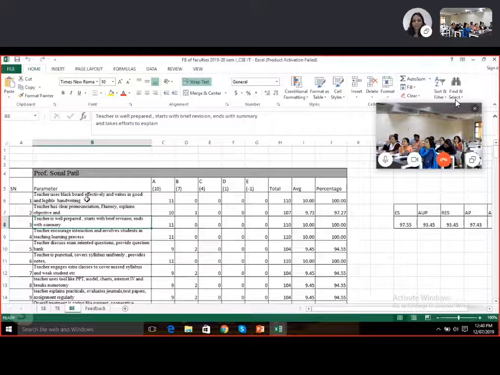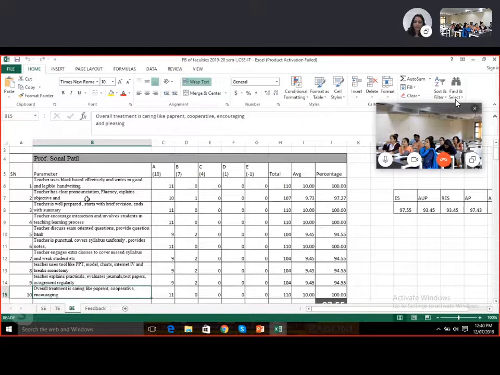Whether he ends with a summary or not. Then the interaction part of the teacher: does he collect exam-oriented questions or not? His punctuality, engaging extra classes, usage of ICT tools, then practical and evaluation journals, and overall, whether the treatment is caring like a parent or not. So these are the parameters on which we take the feedback from the students.